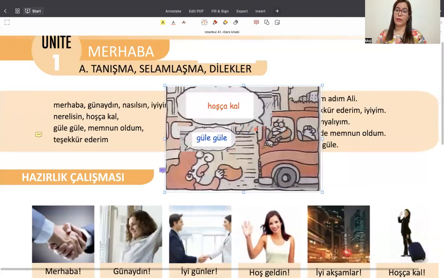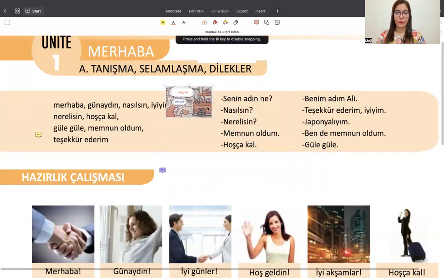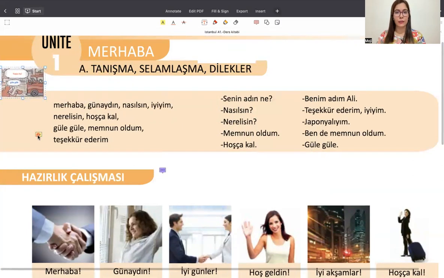But the ones who stay, your mom stays at home when you are leaving. Other colleagues are at work when you are leaving. You say hoşça kal. The ones who are in that place say güle güle. Right? So that is the difference between these two. The one who is leaving says hoşça kal. The one who is staying in the place says güle güle. Please write them down. And let's take a look at some notes.